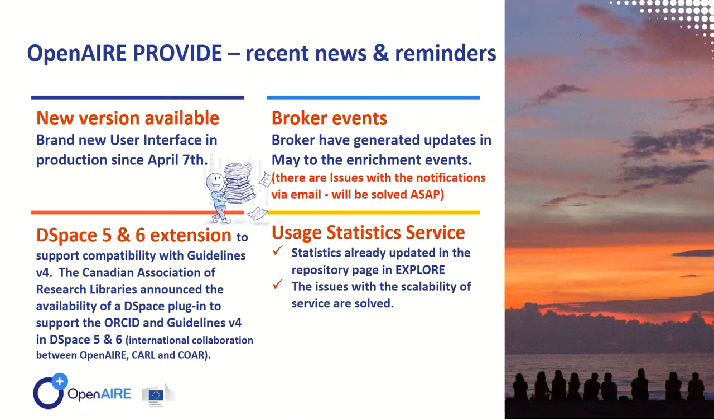It's important to highlight two things. Statistics, real numbers, are already available in Explore. In the repository page, in Explore, in the providers page, you can see the numbers there. They are correct. In the different places of Explore where the information is related to each repository, each provider, the numbers are correct. The numbers in the statistics information are not yet fixed in the provide service, okay?